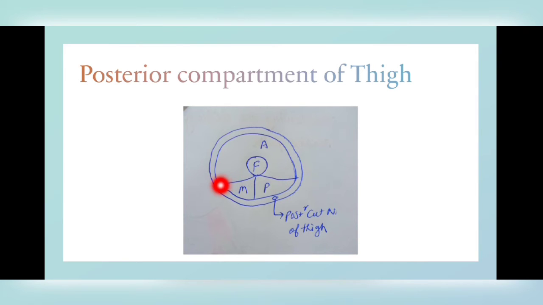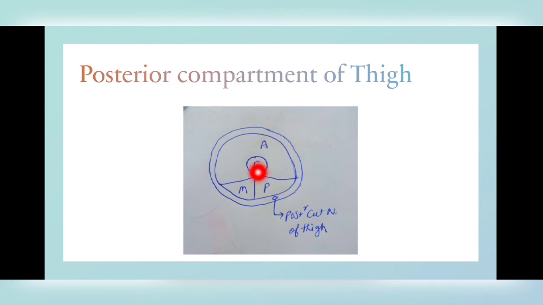So this medial intermuscular septum, intermediate intermuscular septum and lateral intermuscular septum, these septa are modifications of deep fascia, and these septa are dividing this thigh region into anterior compartment, medial compartment, and posterior compartment.